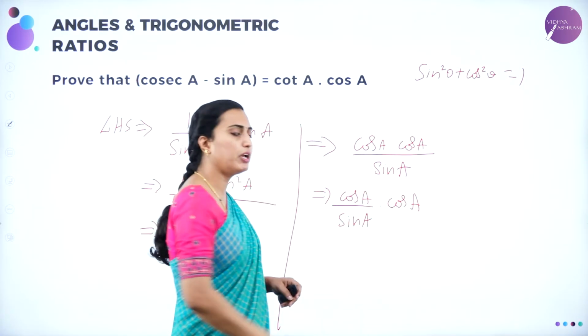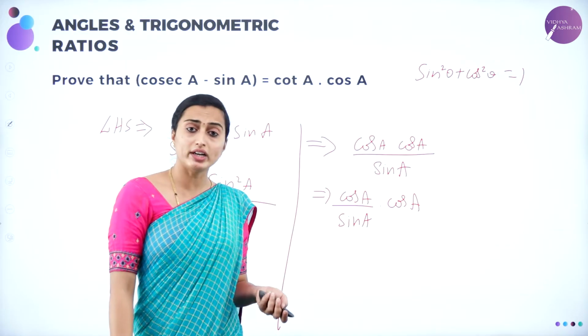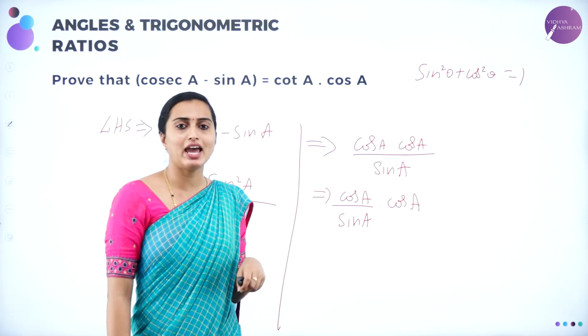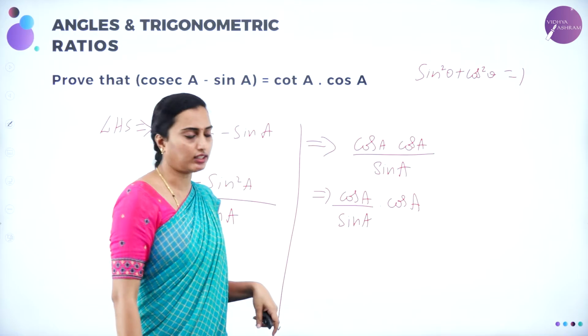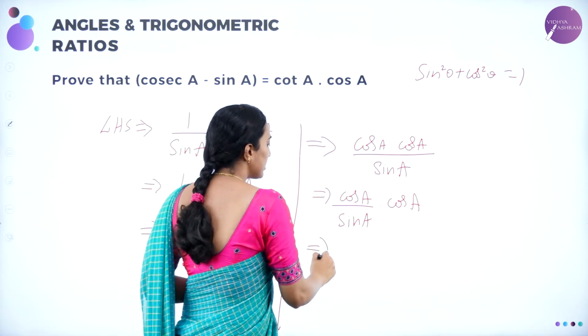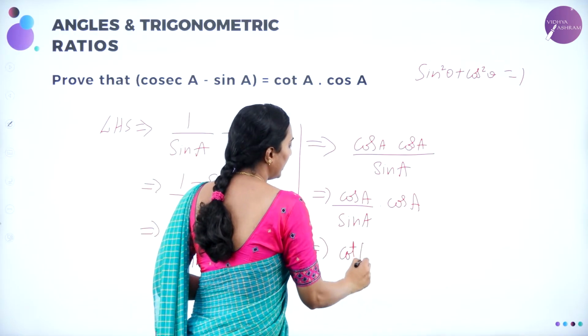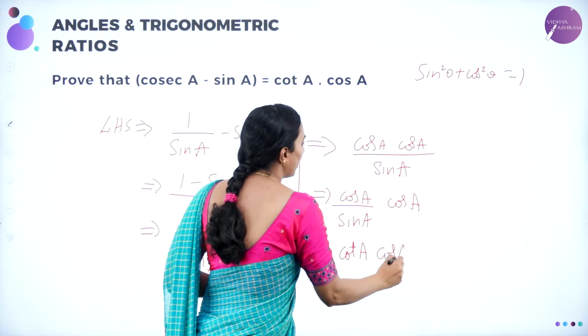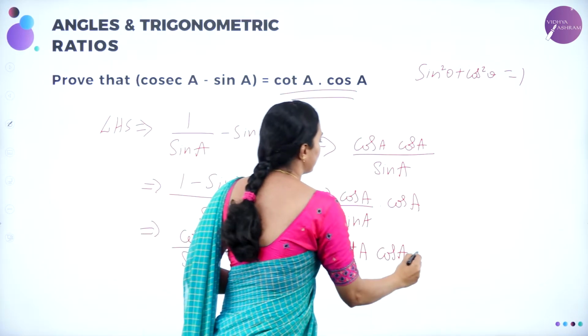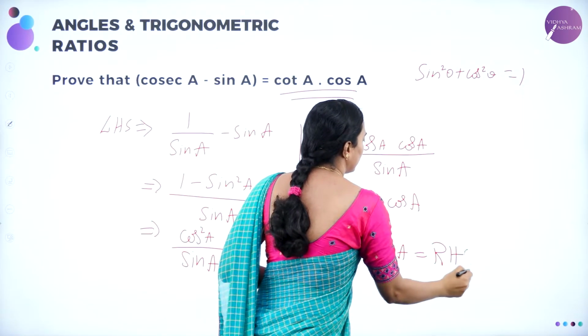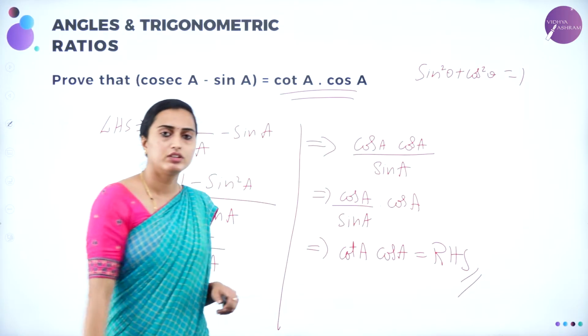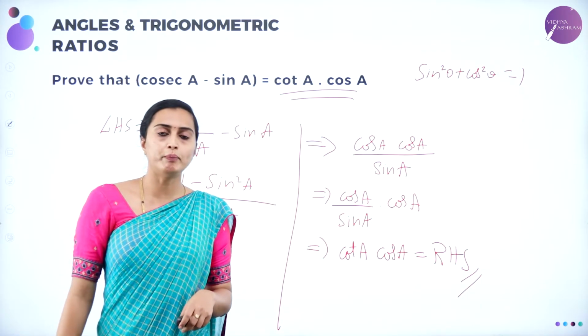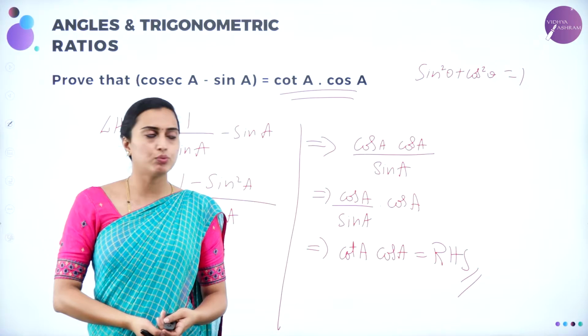Now what is cos A by sin A? It is nothing but cot A. Sin by cos is tan, cos by sin is cot. Therefore, cos A by sin A is cot A. So we get cot A into cos A, which is your RHS. That is the proof. Got it? I hope you got this problem. We'll move on to the next one.